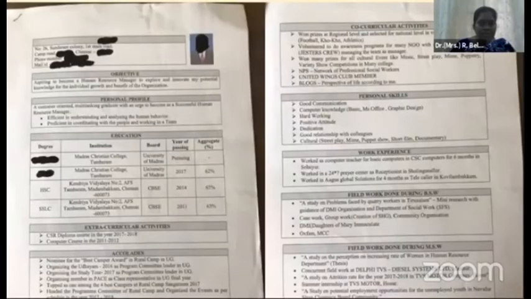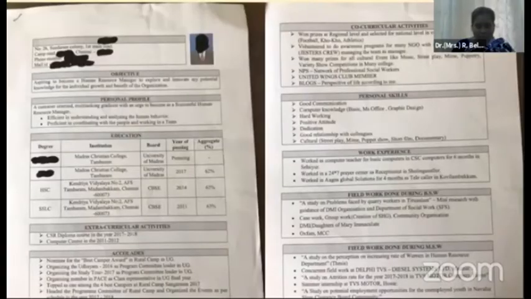Okay, this is another resume of a postgraduate student. It looks good. It is a nice resume. I hope you saw this resume. Can you see how neatly it is placed? The education, the awards, the extracurricular activities, the accolades, that is the honors, the co-curricular activities, the personal skills, the work experience, field work. This is a PG student from a social work background, field work and all that.